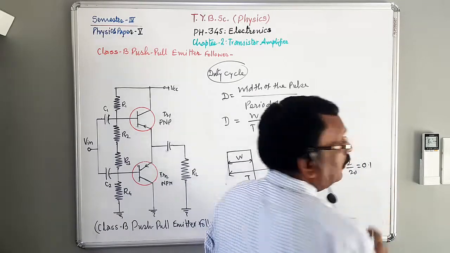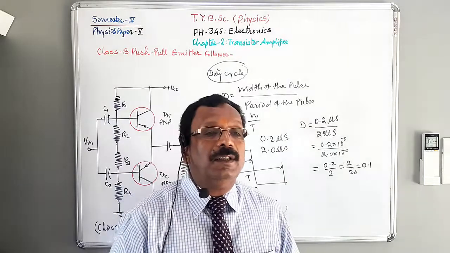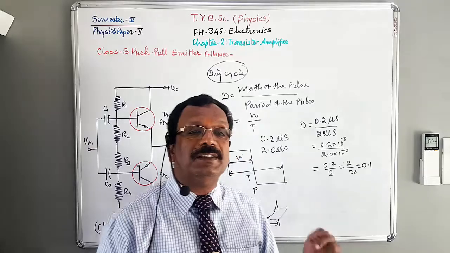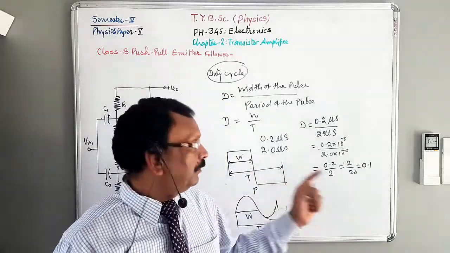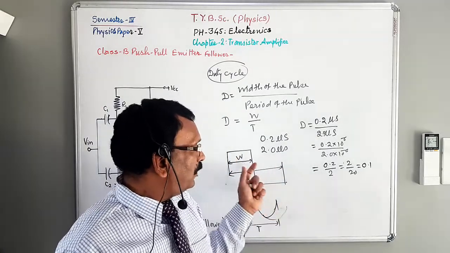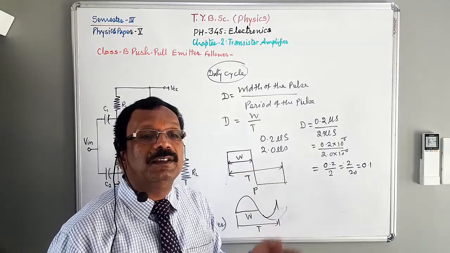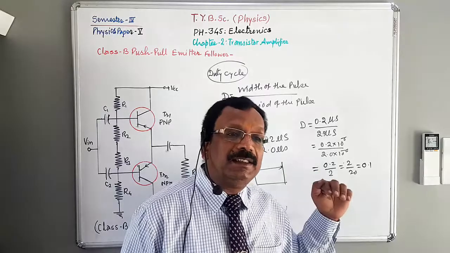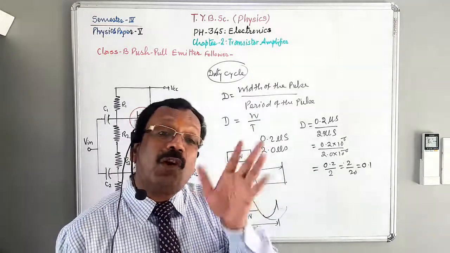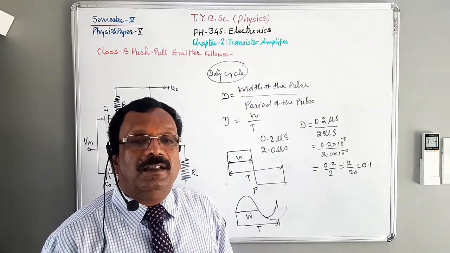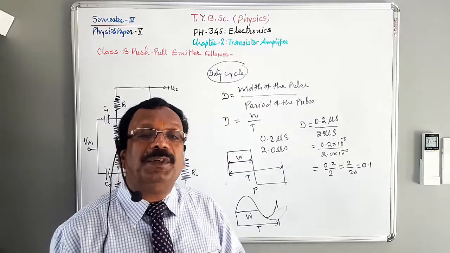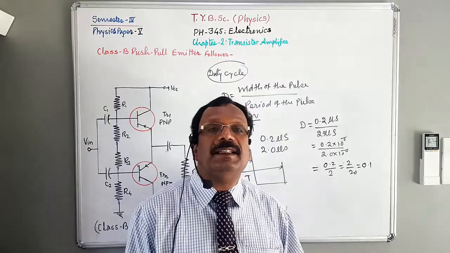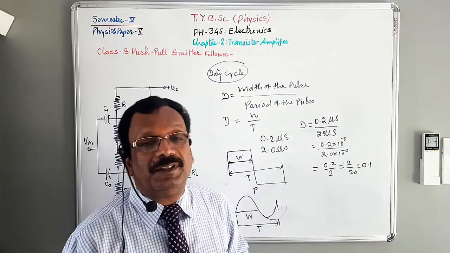0.1 is the duty cycle. If the duty cycle is smaller, then obviously the pulse width is narrow as compared to its period. And typically a class C amplifier has a small duty cycle, and therefore the efficiency of a class C amplifier increases as the duty cycle decreases. This is a very important point.